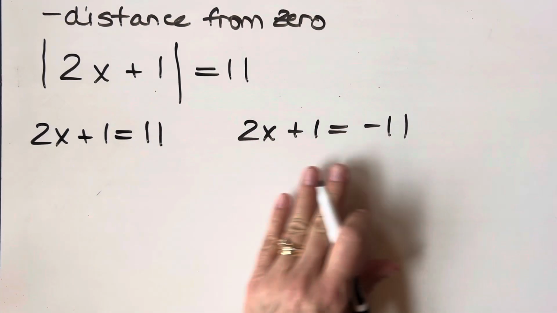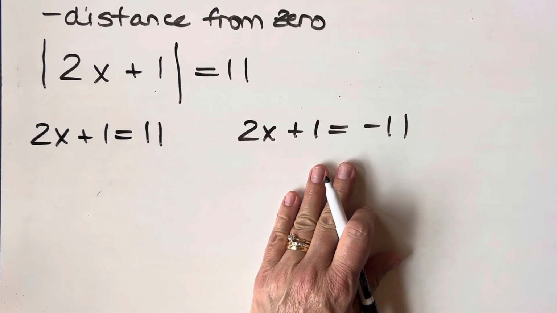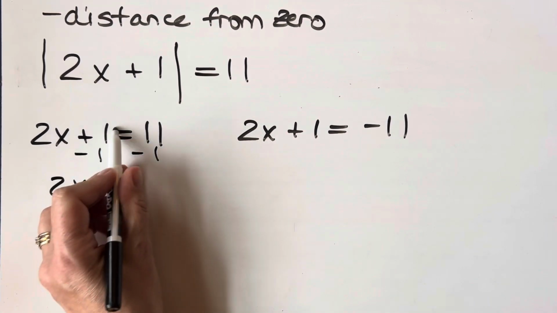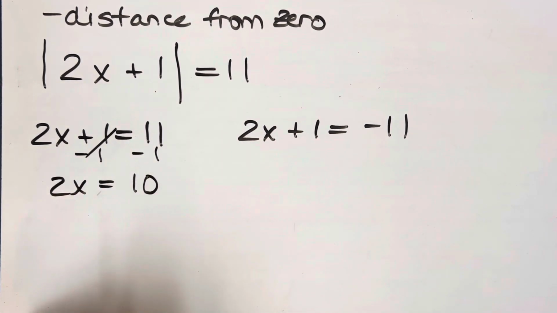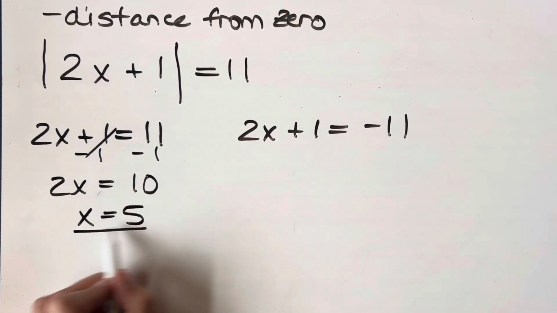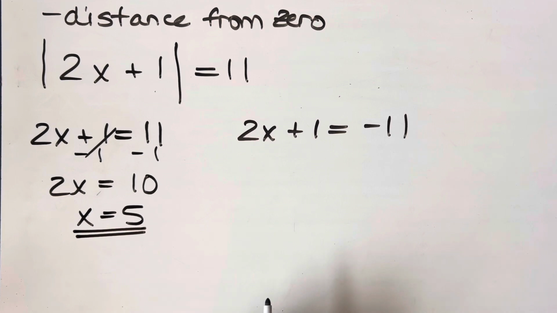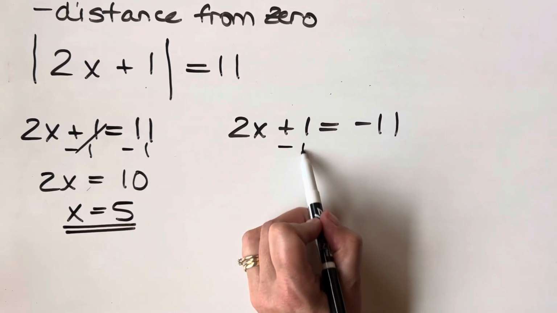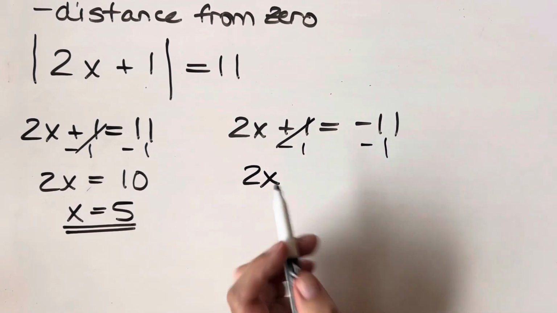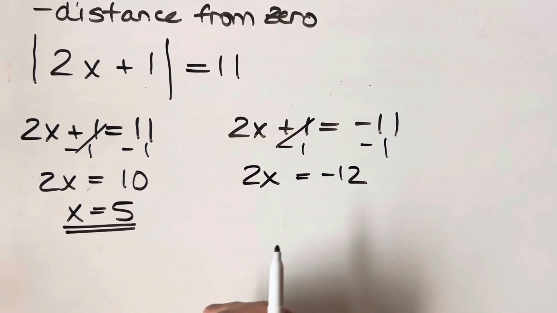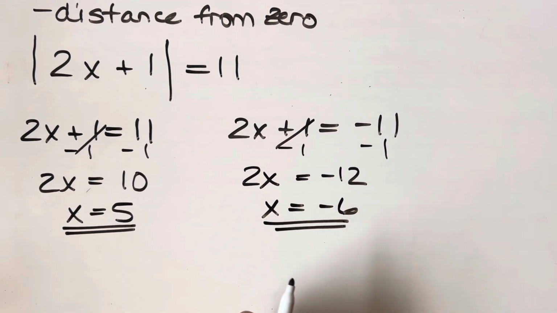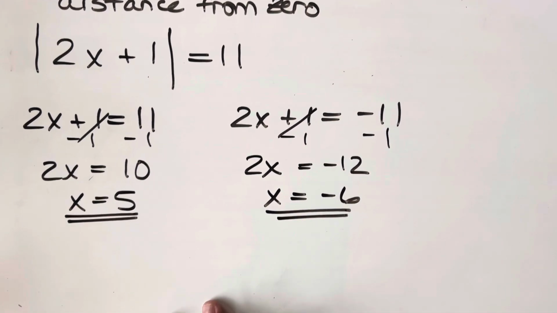So once we've got this far, we're just going to solve our two equations. For the first one, I'm going to subtract 1, so I get 2x is equal to 10. And I divide by 2. So my first answer, I'm confident, is x equals 5. I'm going to do the same thing over here. I'm going to subtract 1. But this time, since I already had a negative, this is negative 12. I divide by 2, and I get negative 6. And I feel like that is my other solution.